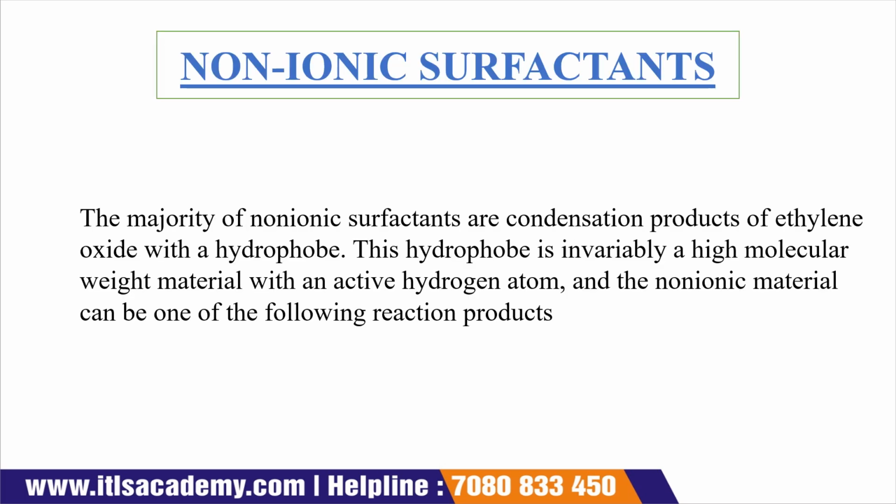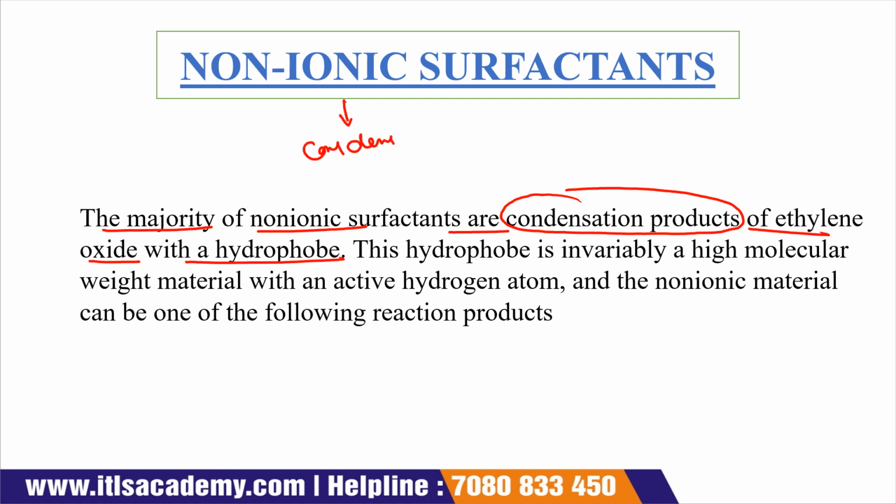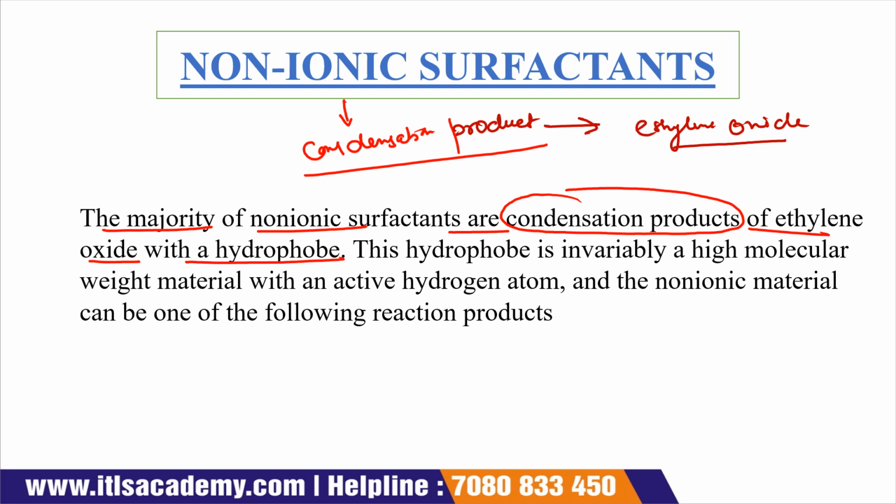Non-ionic surfactants: the majority of non-ionic surfactants are condensation products of ethylene oxide with a hydrophobe. So basically, the majority of non-ionic surfactants are condensation products of ethylene oxide. When ethylene oxide is condensed, we get non-ionic surfactants, and they also have a hydrophobe.